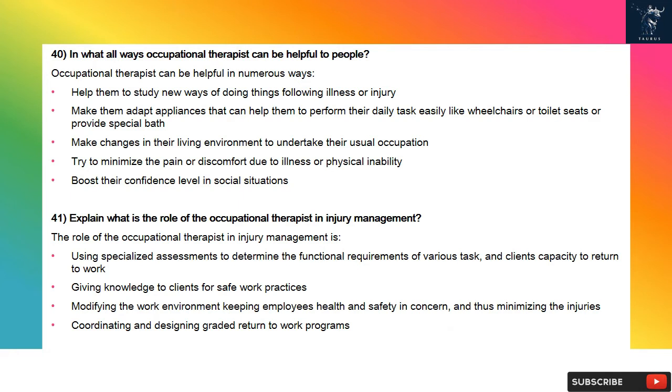41. Explain what is the role of the occupational therapist in injury management. The role of the occupational therapist in injury management is using specialized assessments to determine the functional requirements of various tasks and clients' capacity to return to work, giving knowledge to clients for safe work practices, modifying the work environment, keeping employees' health and safety in concern, and thus minimizing the injuries, coordinating and designing graded return to work programs.